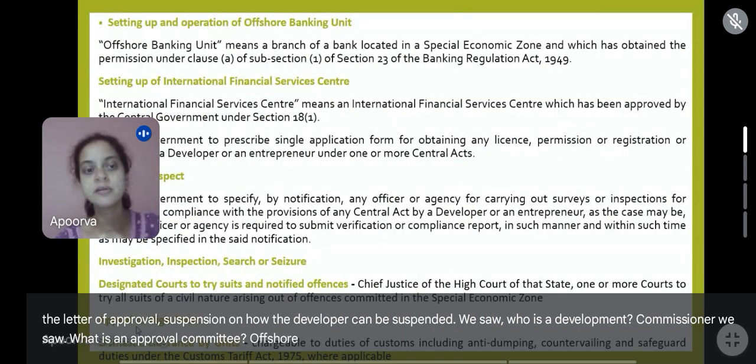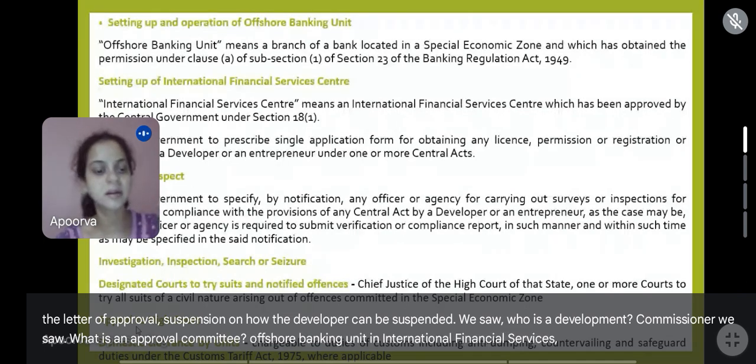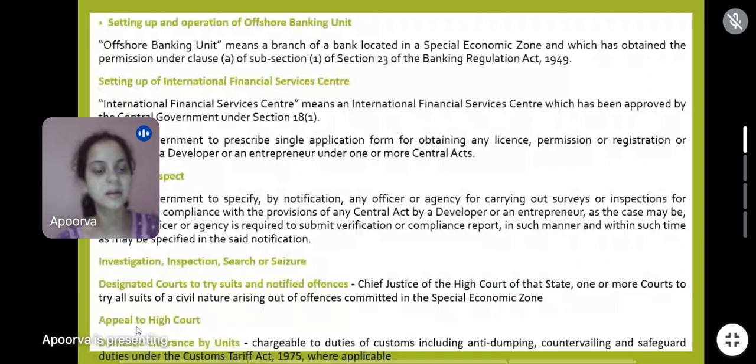Offshore banking unit, international financial services, inspect, investigate, and appeals. And we also saw special economic zone authority and what are their functions and who has the right to appeal to the board. So this is what we've done in SEZ. We've covered the entire chapter. Anyone's got any doubts, you all can ask.